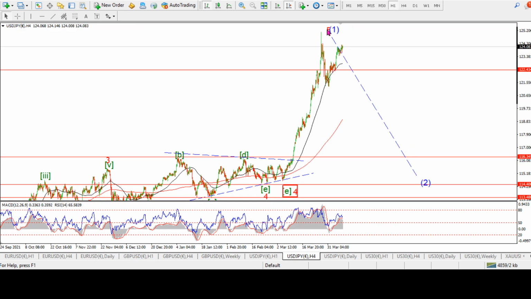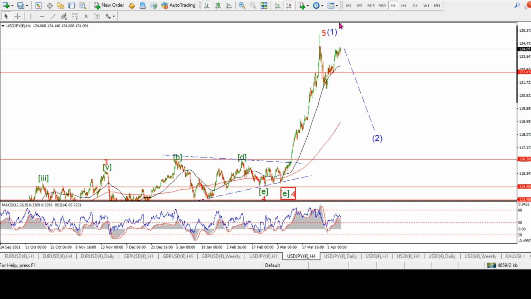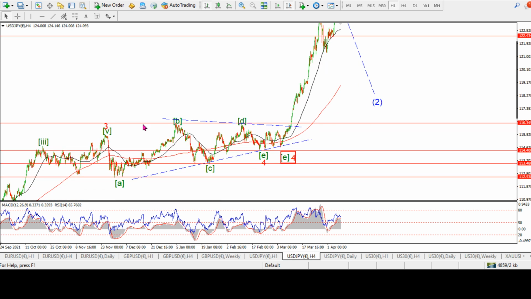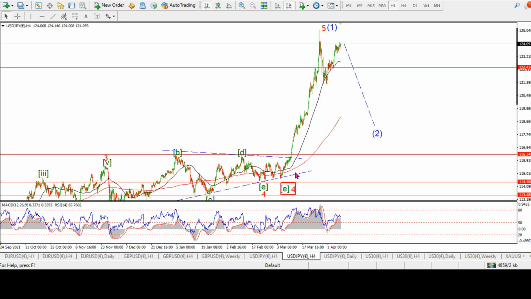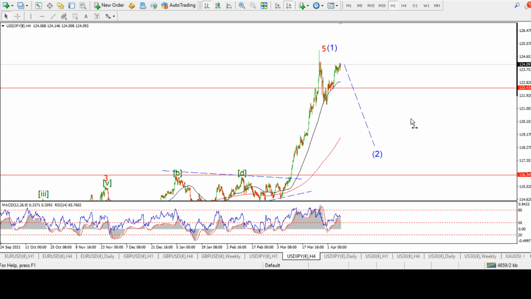Here is the mighty dollar yen. The mighty dollar, you might say, because the rally in the dollar over the last month has been, just call it exponential. We were looking for a rally. Don't forget, we had this triangle building, looking for a rally. We got that rally, and boy, was it! It just blew the roof off dollar yen.